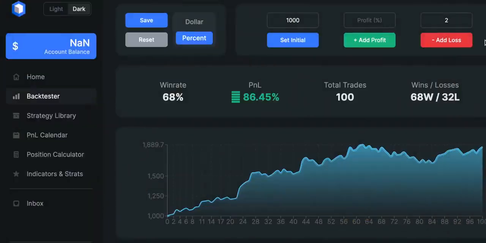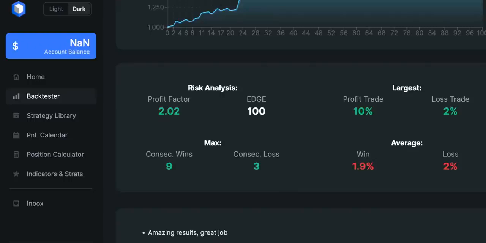Okay, so I just finished backtesting the system and the results are as good as I promised. I found those 100 setups within 2 weeks and we see our win rate is 68%, which is really impressive. We also gained 86.45% on our account. If we take a look at our equity curve, we see this strategy is working really well when the market is trending. However, you should expect consolidations when the market starts moving sideways. We see our profit factor is 2.02 and we had 9 consecutive wins against 3 consecutive losses.